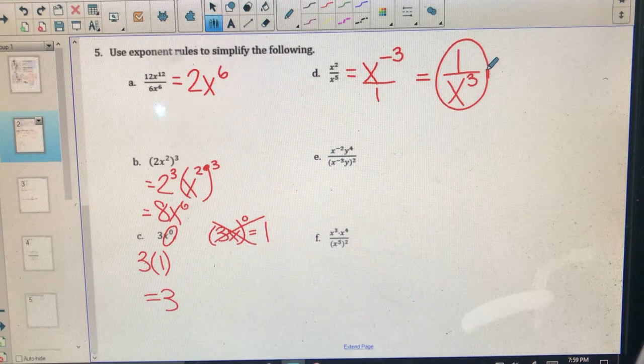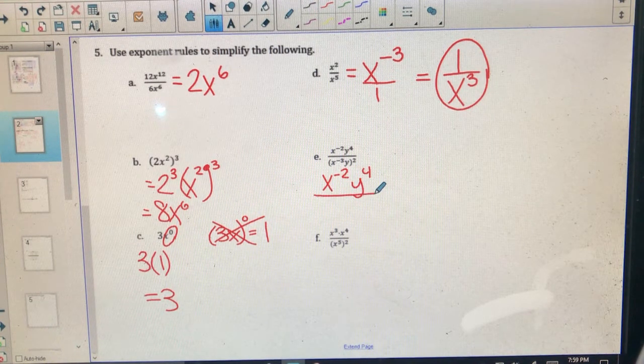All right, for E, yes, it is division. However, you have to simplify the bottom first before you can start dividing, because I'm not done simplifying on the bottom in order to be able to divide. The top, however, there's nothing you can do to that. So I'm going to leave that as x to the negative second, y to the fourth over.